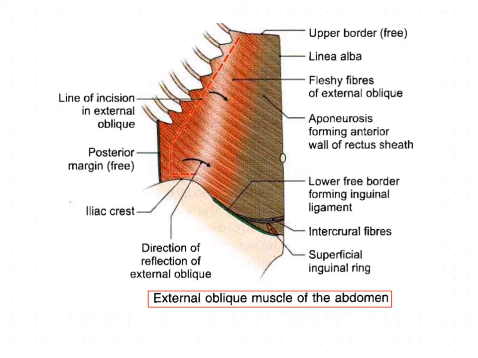And so here we can see the actions of all these muscles together finally. Okay, now we'll see the external oblique muscle origin. This muscle arises by 8 fleshy slips from the outer surfaces and middle of the shaft of the lower 8 ribs.